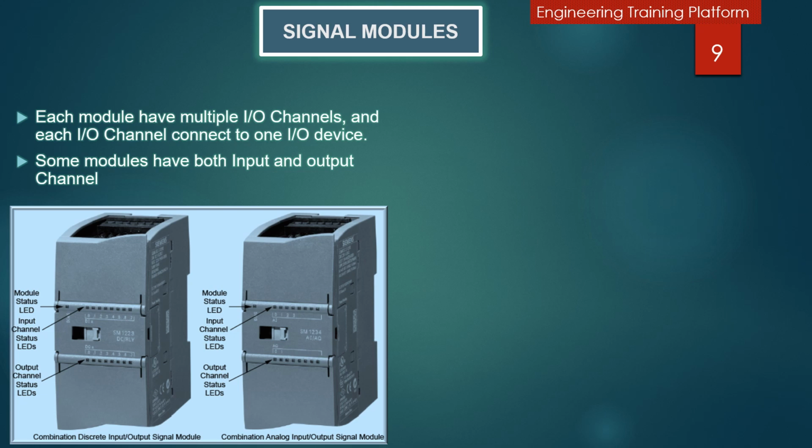Analog you can see on your right, and digital on your left. On the top left it indicates the module status LEDs, and on the top right the input channel status LEDs, and below you can see the output channel status LEDs, showing how many channels are connected and giving outputs. Both have symmetrical LED status indicators.